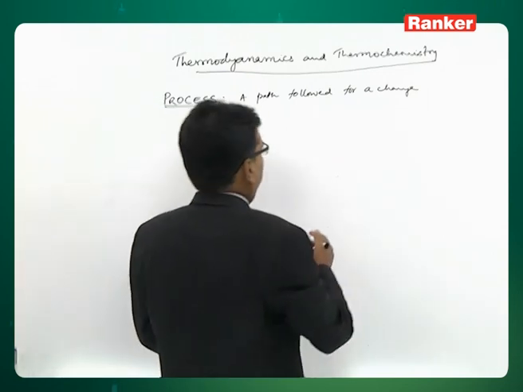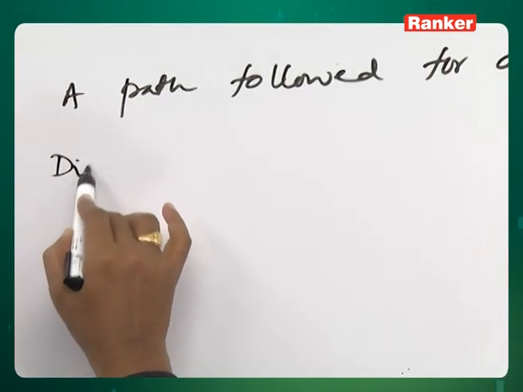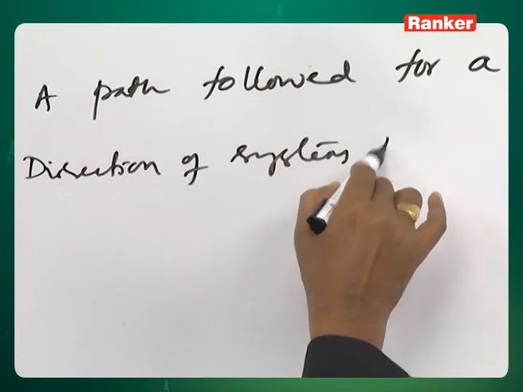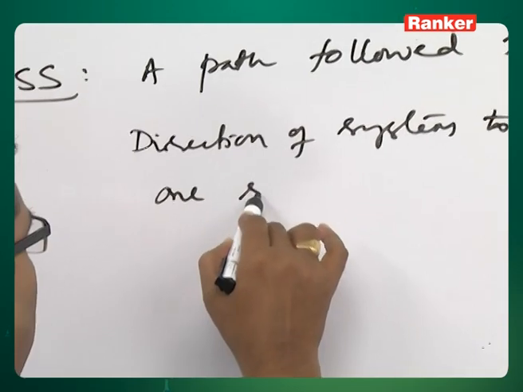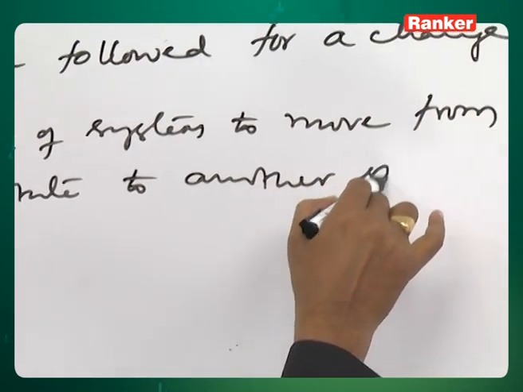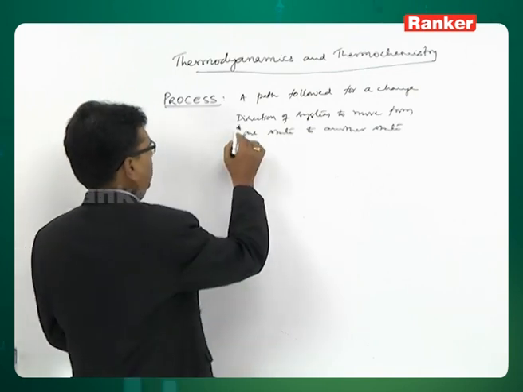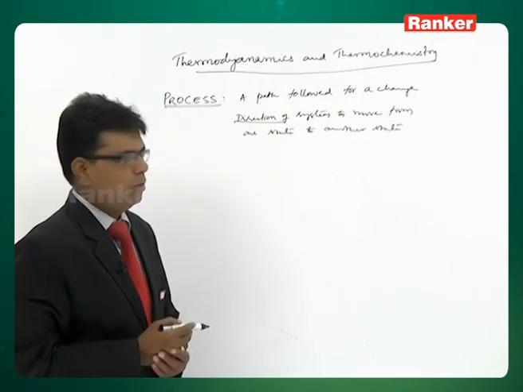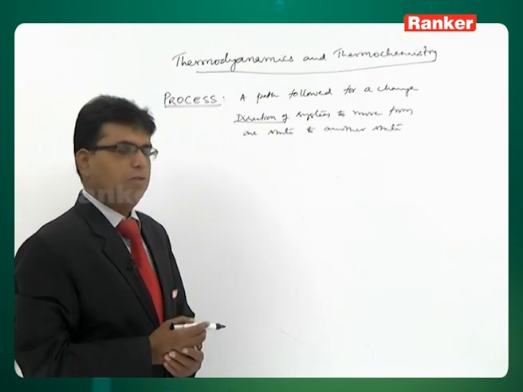A path followed for a change, that is when a system moves from one state to another state. Here this can be a direction or mode of transfer, that can also be process. These processes have been classified into different types.